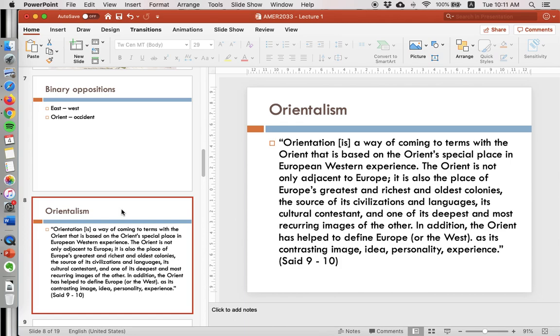So this is from the reading. Orientalism is a way of coming to terms with the Orient that is based on the Orient's special place in European Western experience. The Orient is not only adjacent to Europe, it is also the place of Europe's greatest and richest and oldest colonies, the source of its civilizations and languages, its cultural contestant, and one of its deepest and most recurring images of the other. In addition, the Orient has helped to define Europe or the West as its contrasting image, idea, personality, and experience. Okay, so first of all, you can't really understand Europe without understanding the Orient because so much of Europe's power, okay, comes from its colonies that were in what is considered the Orient. Okay, so this includes North Africa, it includes the Middle East, it includes India or South Asia.